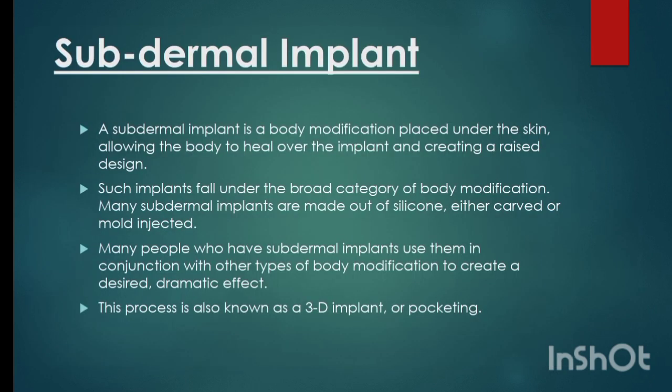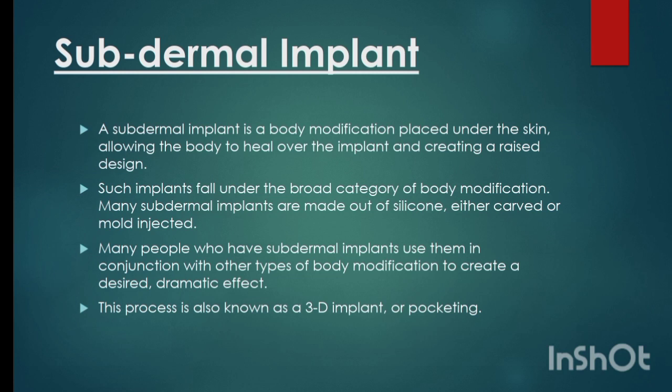A very interesting use of silicone is subdermal implant. A subdermal implant is a body modification placed under the skin, allowing the body to heal over the implant and creating a raised design. It's weird, but people do it. Such implants fall under the broad category of body modifications. Many subdermal implants are made out of silicone, either carved or molded injected.